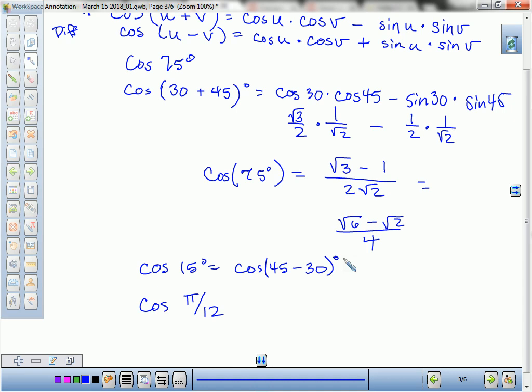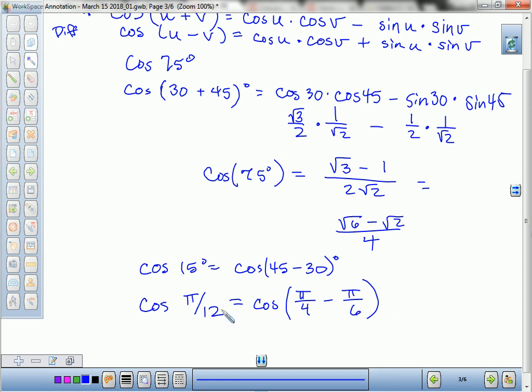Some of these are a little tricky. Once you have enough experience with them, you're going to be like, oh, I know what to do. But it may take a minute. If it takes a minute, you could always convert this into degrees. What is pi over 12 in degrees? It's 15 degrees. So these are the exact same problem. You would do cosine of pi over 4 minus pi over 6.